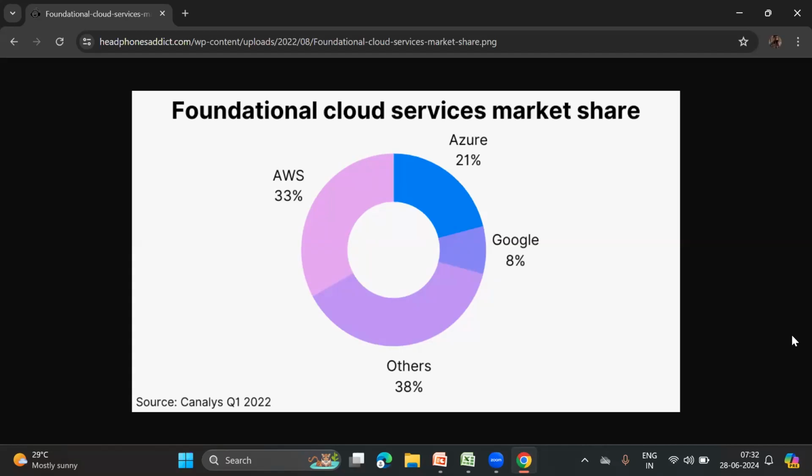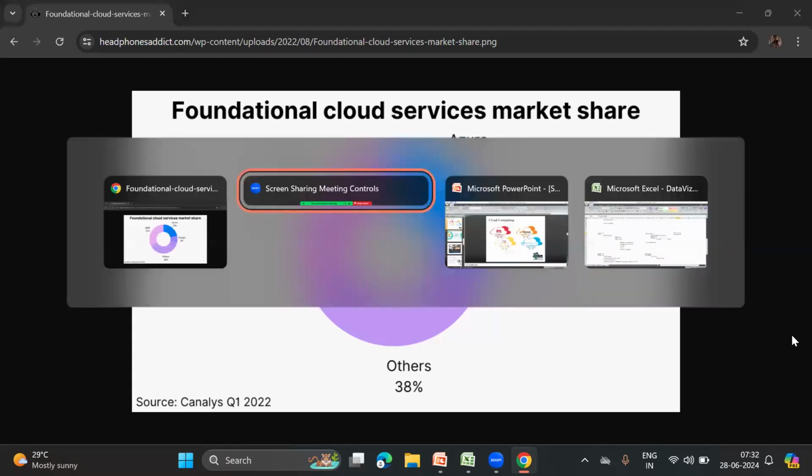And then the third largest player is Google, which provides something called GCP, Google Cloud Platform. Here we can see that it has 8% share. If we have 100 people working on different cloud services, 8 people are using GCP. And then we have multiple players. We have Alibaba, we have Rackspace, and a lot of different companies who are also providing cloud services. All together they provide the 38% share, right?